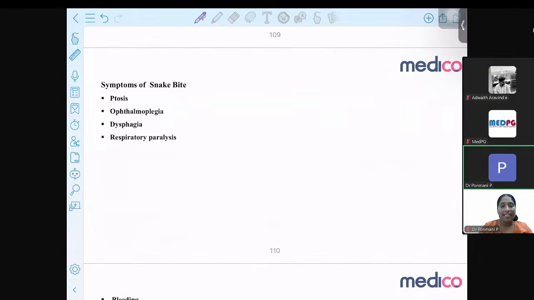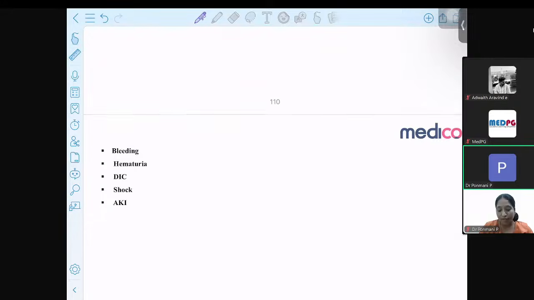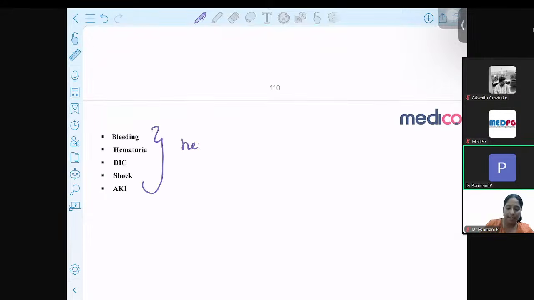Now coming to snake bite. What are the symptoms of snake bite? Especially in neurotoxic snake bite, symptoms such as ptosis, ophthalmoplegia, dysphagia, and respiratory paralysis occur. But in case of hemotoxic snake bite, such as viper, bleeding, hematuria, DIC, shock, and acute kidney injury can happen.